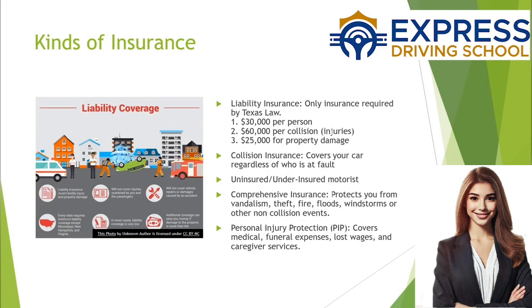Kinds of insurance. Texas law requires that you have a minimum of liability insurance. Now, liability insurance only covers the other party. So if you're ever at fault in an accident or a collision, liability insurance will only pay for the damaged parties or not-at-fault parties, either vehicle, property, or injury and things of that nature. So what does it cover? You have to get a minimum of $30,000 per person, $60,000 per collision for injuries. That means if there's more than one person in the vehicle, it'll cover at a max of $60,000 for personal injuries for more than one person in a vehicle.